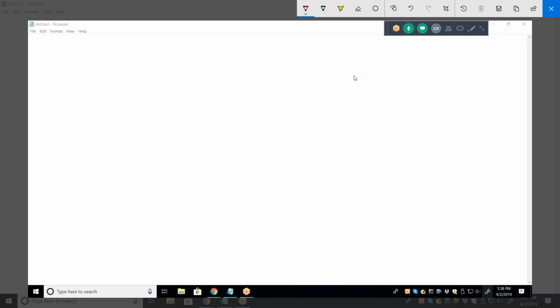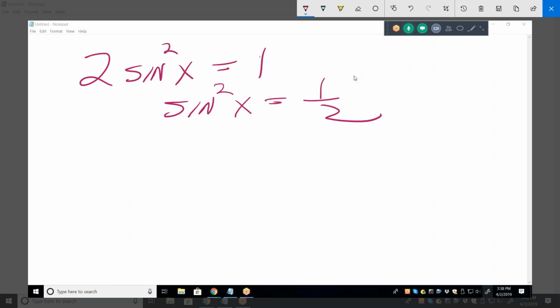Okay, the next problem is 2 times sine squared of x is equal to 1. Let's attempt to solve this algebraically first. In other words, our first goal is to get it down to sine x is equal to something. So what's the first step? Divide by 2, both sides. Second step? Take the square root. Okay, so what do we have? Sine of x is equal to 1 over root 2.